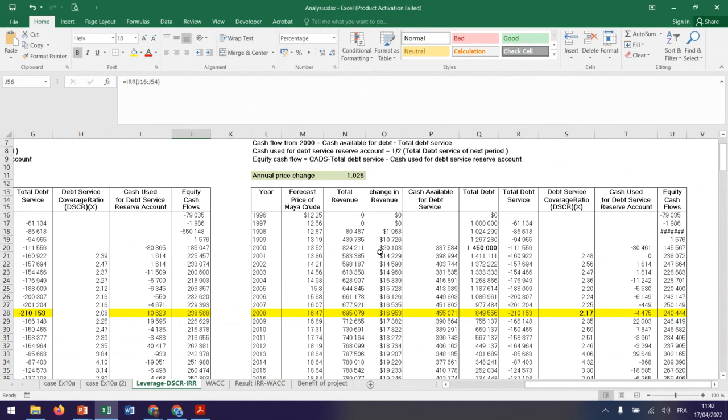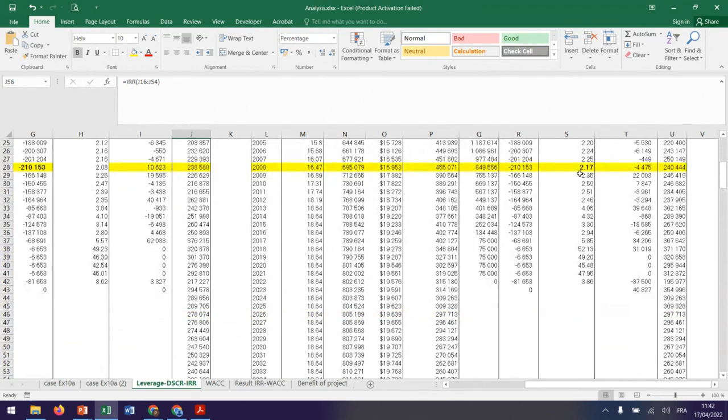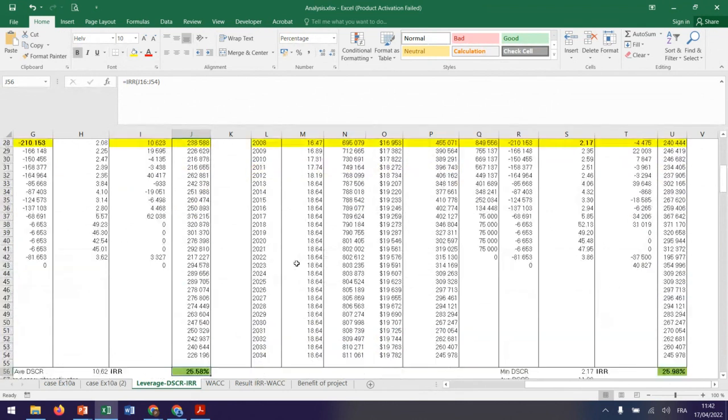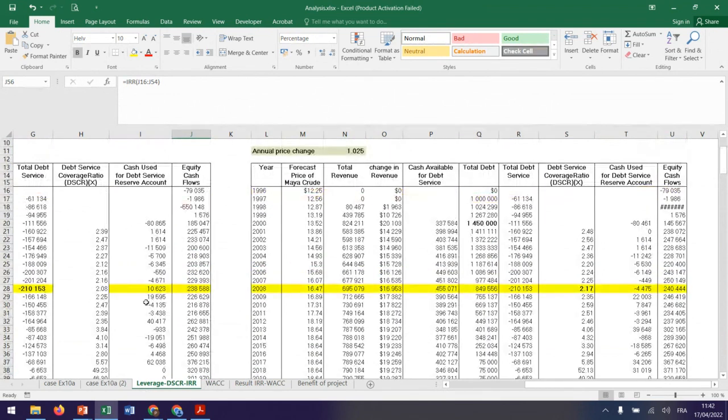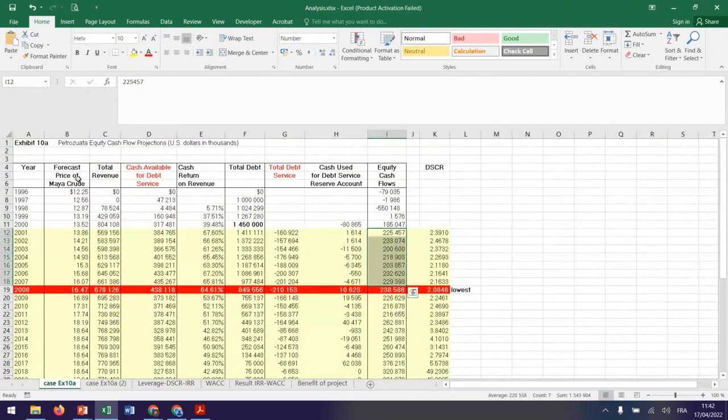Now for the price change, you can change the forecast price. If you don't use 12, if you reduce or increase it, how does that affect the calculation of your DSCR and your IRR and so on? You can also adjust it on construction, so how you can adjust for the construction risk or pre-completion risk.